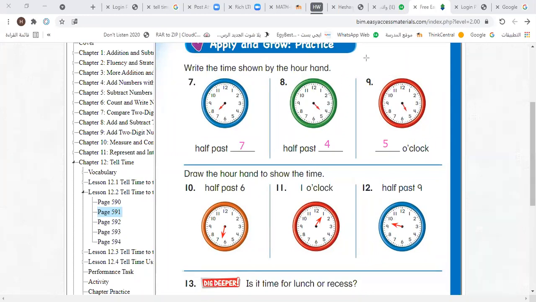Now, my dear students, let's answer number 13. If you don't write, grade 1, please write quickly. I'll clear. Write quickly, please.